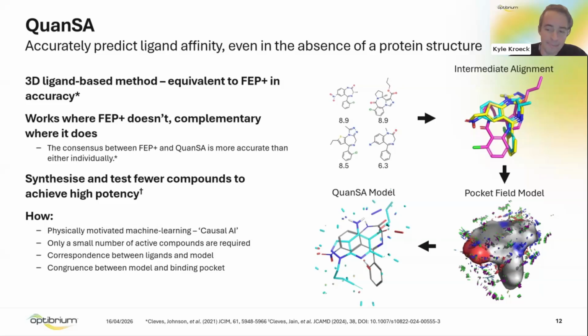QuanSA is a 3D ligand-based method that achieves accuracy equivalent to FEP+, but is complementary to it. It works effectively in scenarios where FEP+ may struggle, and using a consensus between the two methods actually often yields a higher accuracy than either method alone, as shown in our study in collaboration with Steve Johnson at BMS. By using what we call causal AI, physically motivated machine learning, QuanSA can accurately predict ligand affinity even in the absence of a protein structure, requiring only a small number of active compounds to establish a robust model.